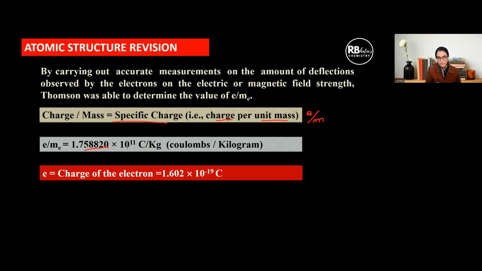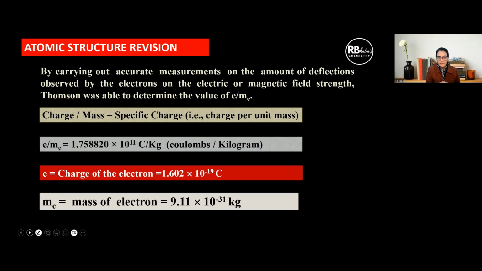1.7588, 2 into 10 to the power 11. Please remember the unit coulomb per kg. The charge on electron is 1.6 into 10 to the power minus 19 coulomb. This is the value of charge in SI unit. And mass of electron in SI unit is 9.1 into 10 to the power minus 31 kg.